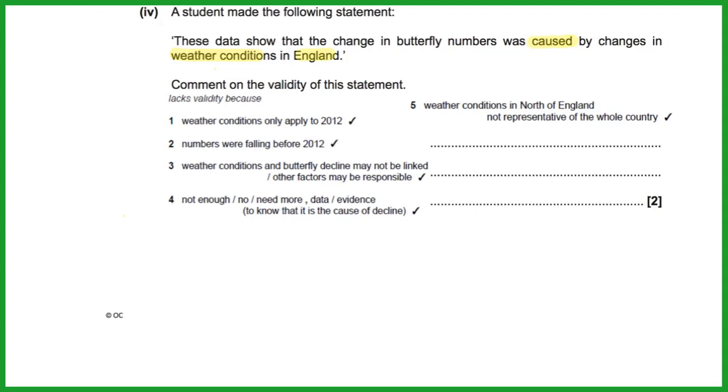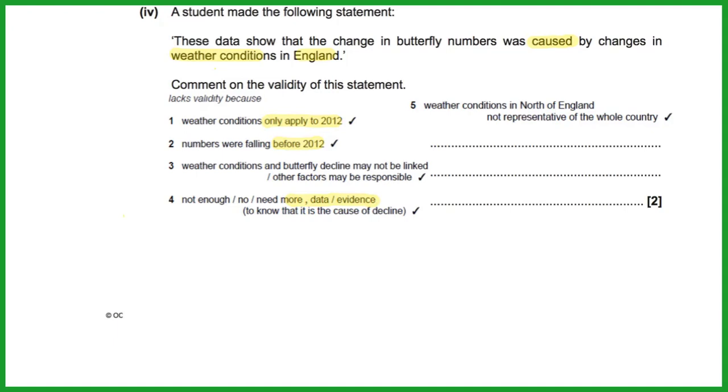So this is where reading the rubric of the question was extremely important, because this statement isn't valid because the weather conditions only apply to 2012, and the numbers were falling before 2012. And there may not be a link between the weather conditions and the butterfly decline. There may be an association, but it may not be causal. You don't have enough data, you don't have enough evidence to know that it's the cause of the decline.